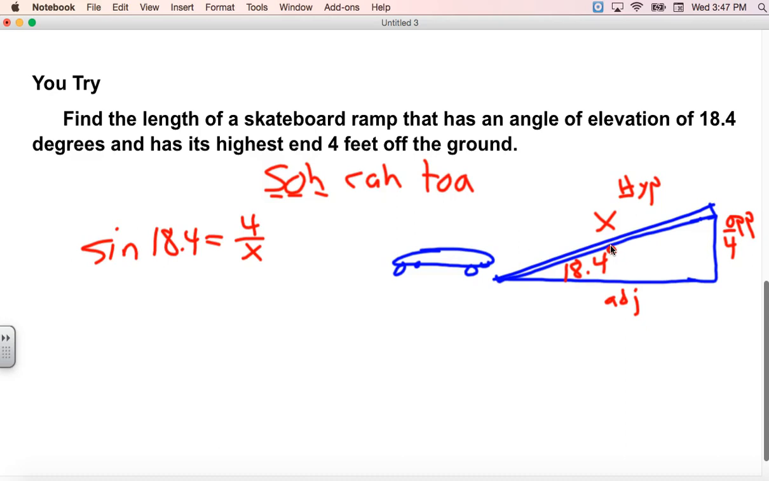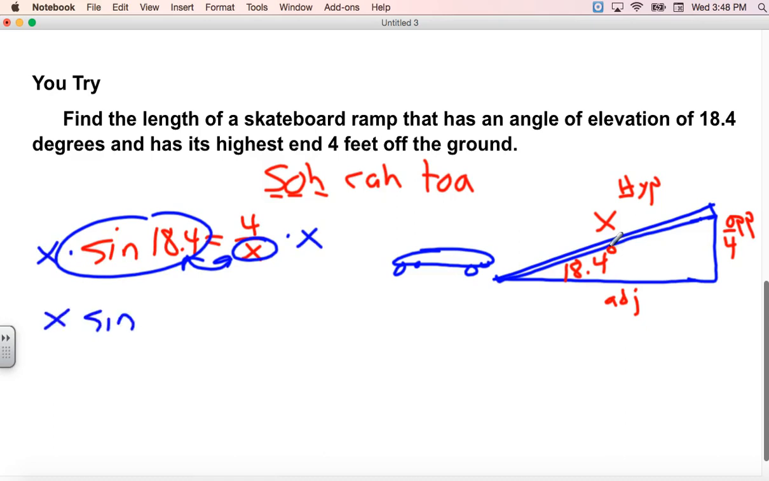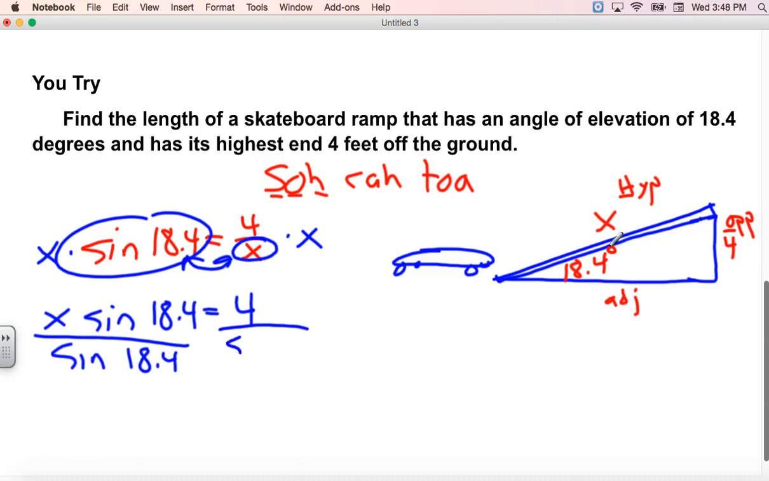You can just multiply both sides by X and then divide to get X by itself. But a quick way to think about it is whenever X is on the bottom, you just swap it with this. Essentially what you would have to do is times both sides by X and get X sine of 18.4 equals 4. Then divide by sine of 18.4. But if you notice, all this really is taking 4 and dividing it by sine of 18.4, swapping it with the X.